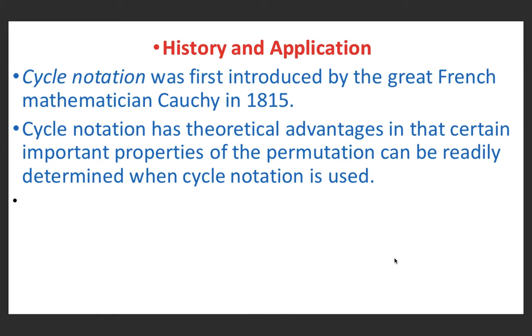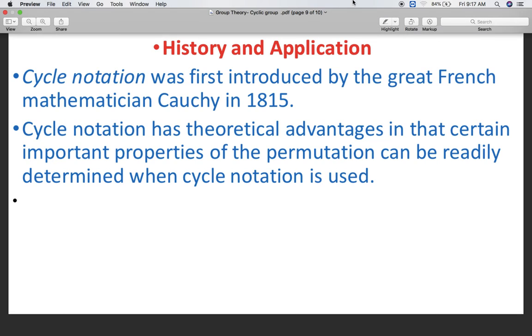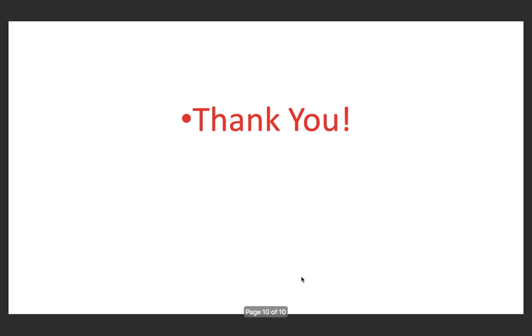Cycle notation was first introduced by the great French mathematician Cauchy in 1815. Cycle notation has a theoretical advantage in that certain important properties of the permutation can readily be determined when cycle notation is used. Thank you.